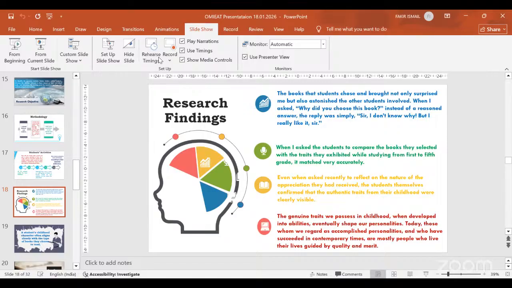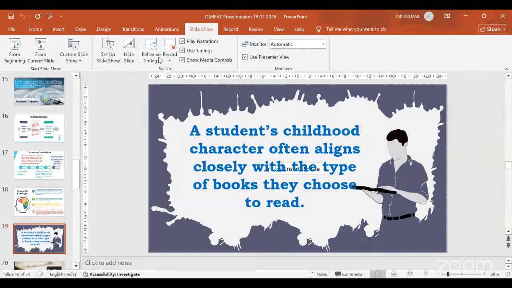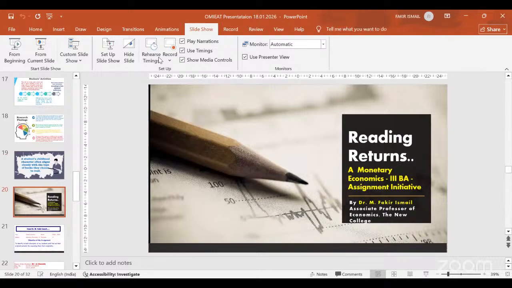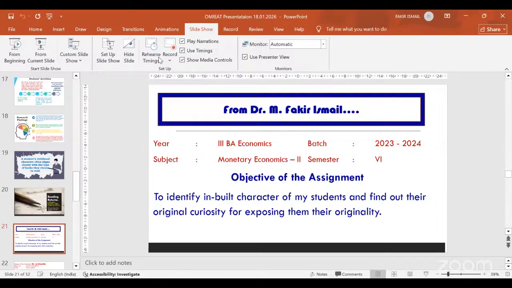Today, those whom we regard as accomplished personalities, who have succeeded in contemporary times, are mostly people who live their lives guided by quality and merit. So after my research, the finding is that a student's childhood character often aligns closely with the type of books they choose to read. So this is the assignment. This is the research, the reading returns.